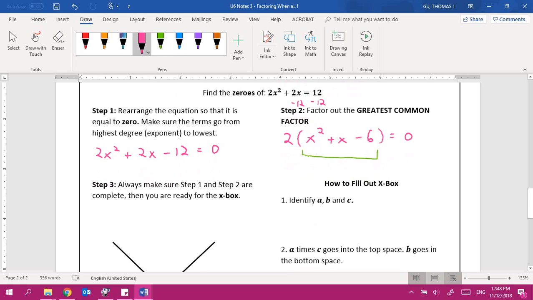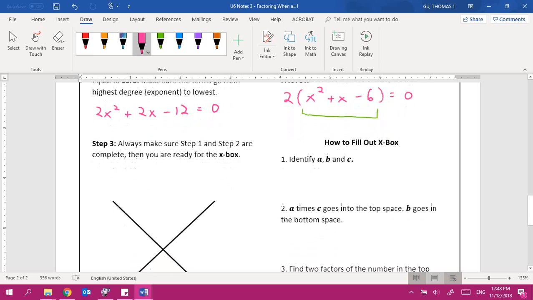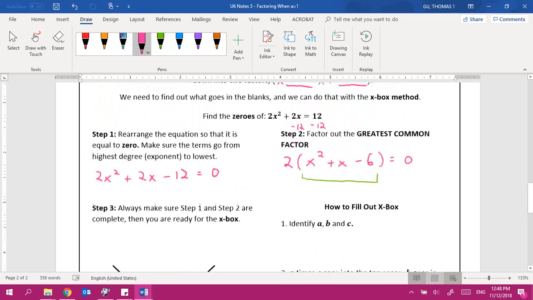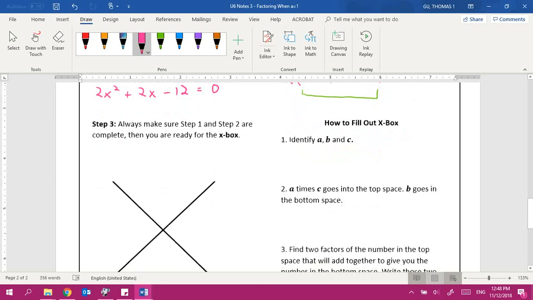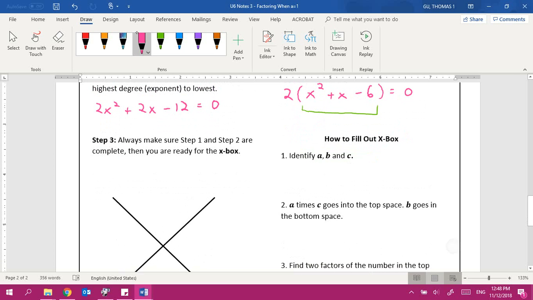So you might have learned some different ways. You know, a lot of people learn the I method or box method. I don't know how to do those. So I use the X box method because this is exact. It always works. But remember, today, this is only when A is 1. So let's take a look. First, we want to identify A, B, and C.